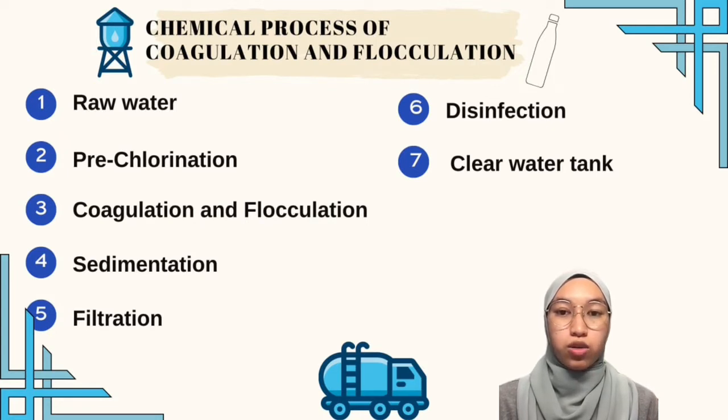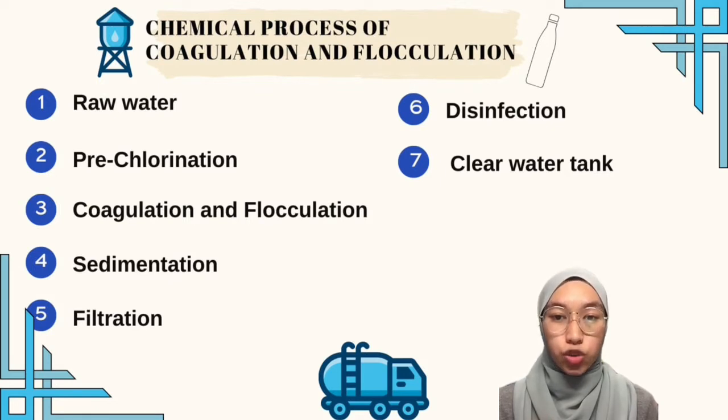The first is raw water. Raw water will be the raw material, and then we continue with the pre-chlorination. This pre-chlorination will reduce the operational issues brought on by biological growth while also controlling flavor and odor during the treatment of drinking water. Next process in the PFD is coagulation and flocculation.